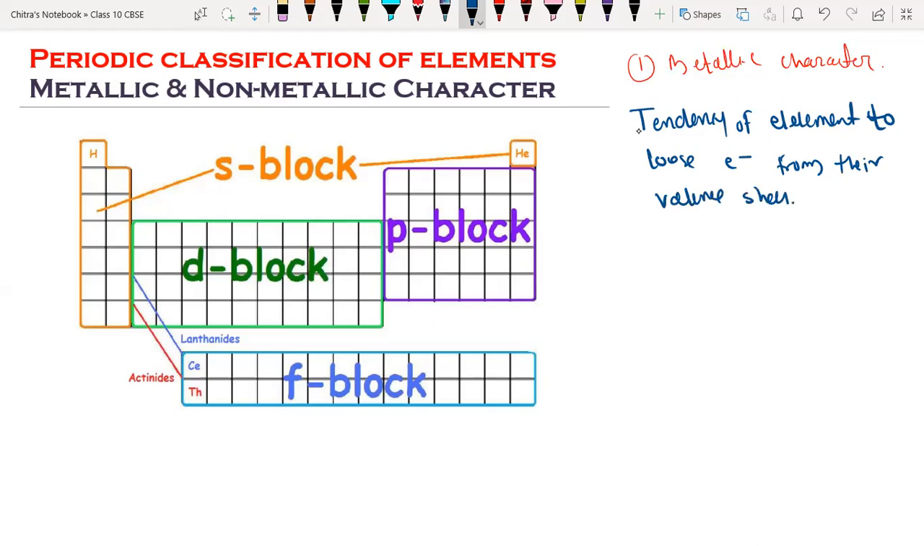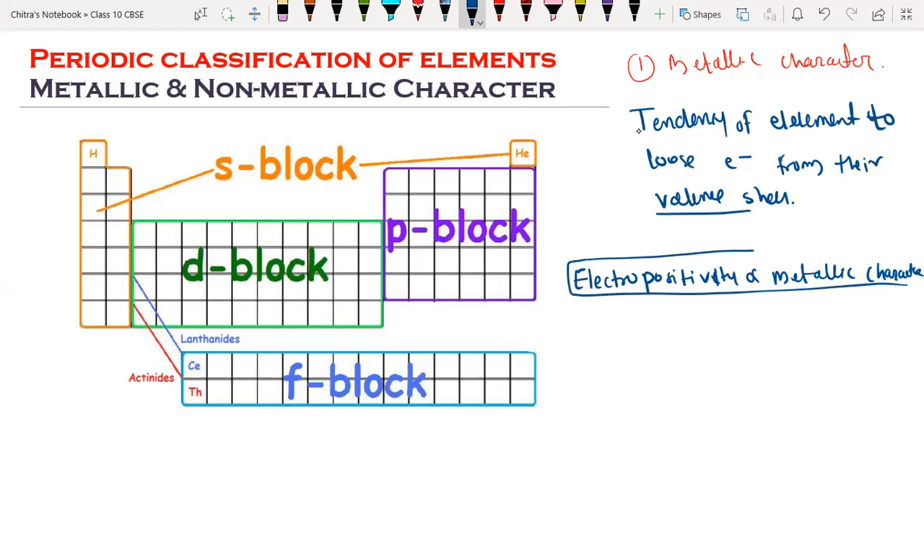Valence shell. So tendency to lose electrons means it is electropositivity. It is called the electropositive nature. So I'm writing here, electropositive nature. Electropositivity is directly proportional to metallic character. Just you have to remember that part only.